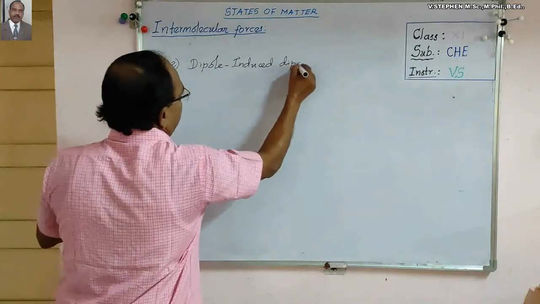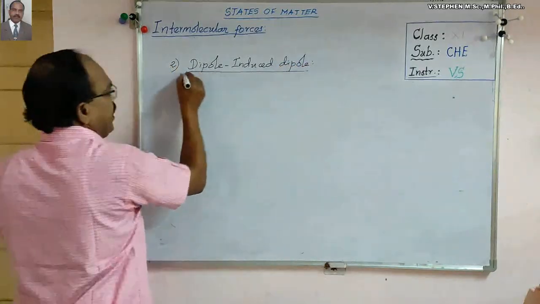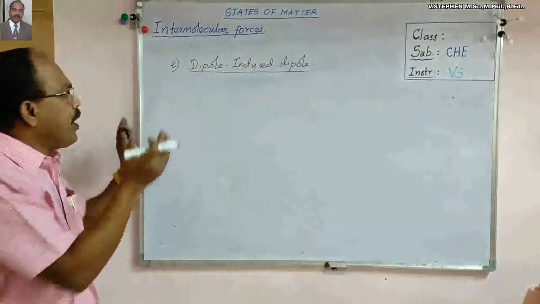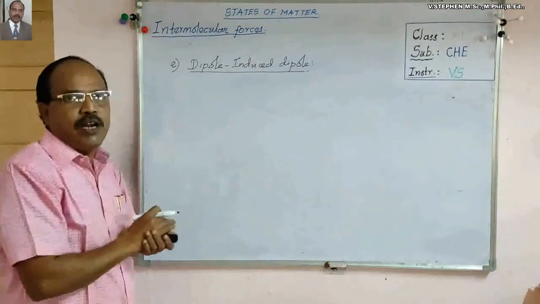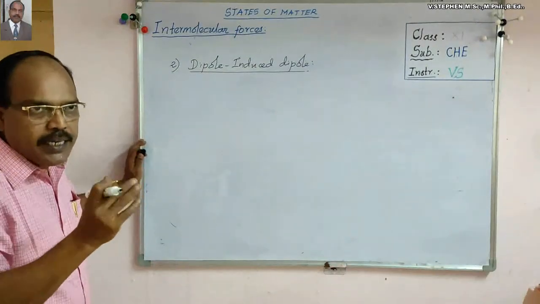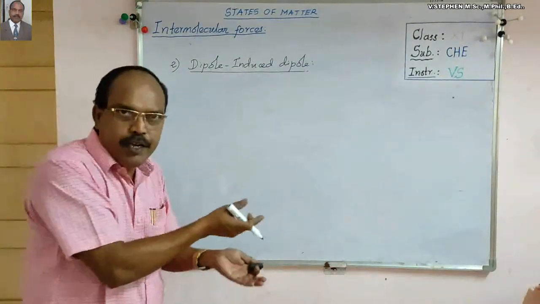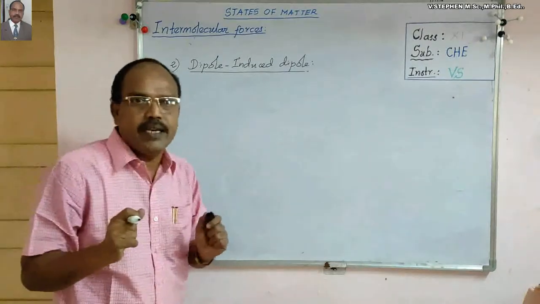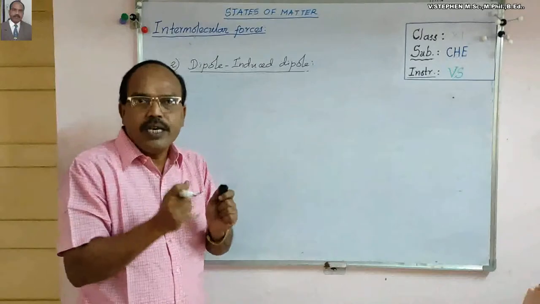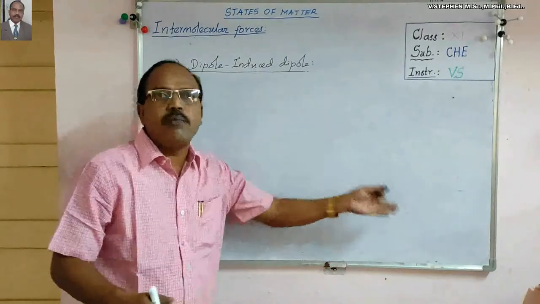Dipole-induced dipole. Okay, this is the second type as I listed earlier. Now, what is this dipole and induced dipole? In which type of molecules? This is the reality. The dipole-dipole attraction I explained to you before this is a theory. A theory is a verbal, satisfactory explanation for some reality.